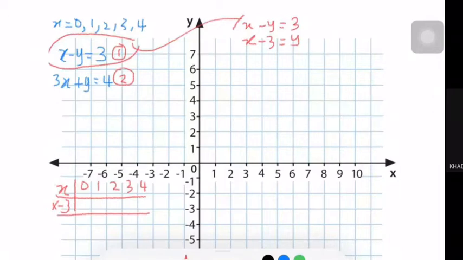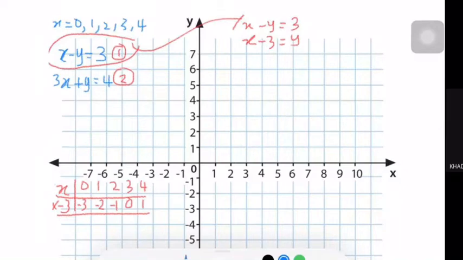So 0 minus 3 is negative 3. 1 minus 3 is negative 2. 2 minus 3 is negative 1. 3 minus 3 is 0. 4 minus 3 is 1. Okay, that's for the first equation. For the second equation, kalau kita tak nak confuse, you siap table for the first equation and then you can plot the graph untuk first equation. Okay, let us plot the graph together. Siapa yang ada kertas boleh buat terus sendiri dulu.